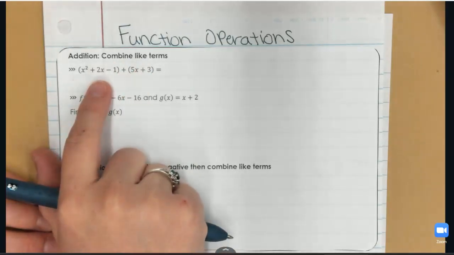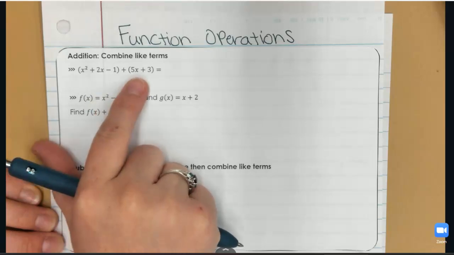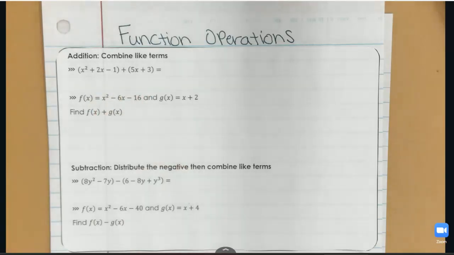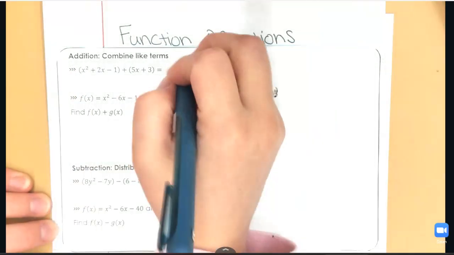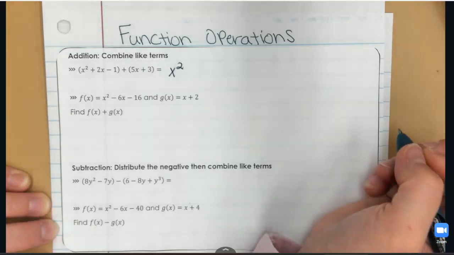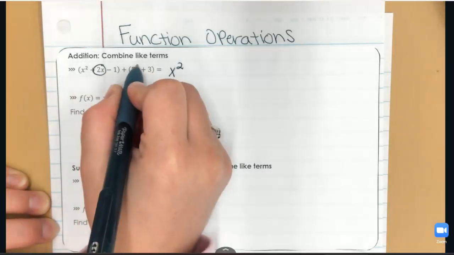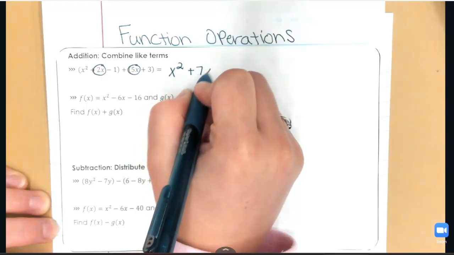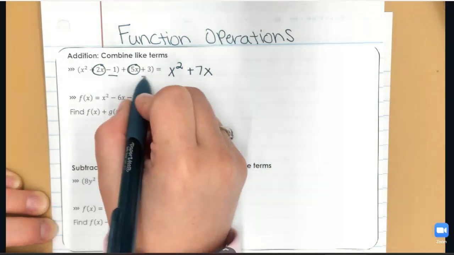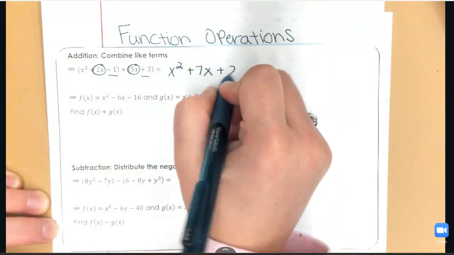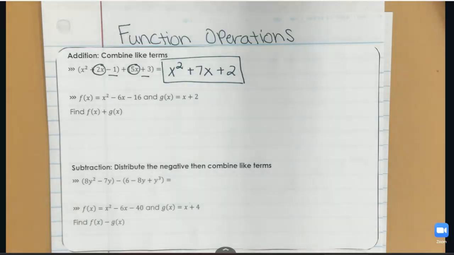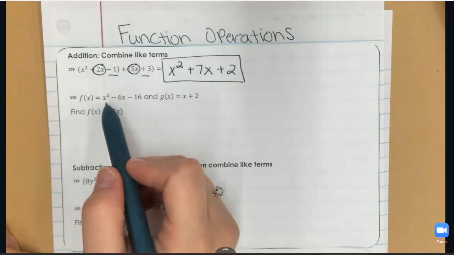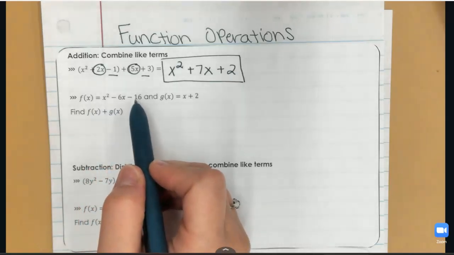So if I have x squared plus 2x minus 1, and I'm adding 5x plus 3, I'm going to look for like terms that I can combine. I don't have another term that has a power of 2, so I will just keep x squared. But I do have a 2x plus a 5x that will total up to 7x. And then I have a negative 1 and a positive 3 that will total up to 2. And there is my completed new answer. All I did was combine like terms. There's my new function.